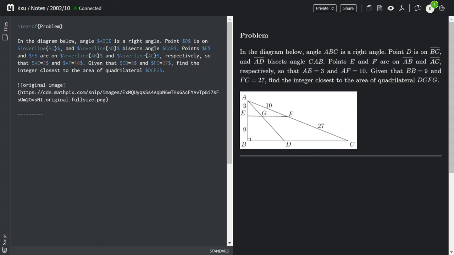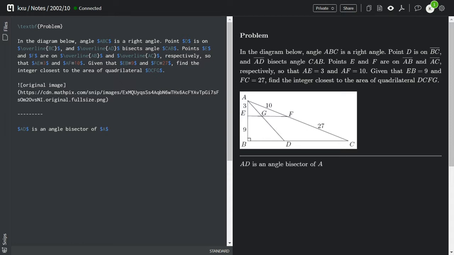Once again, if you need to open up the question in a new tab, feel free to do so. So this time we have a geometry question. We have a right triangle ABC. I'm just jotting down the important facts. AD is an angle bisector of A, shorthand for angle A.